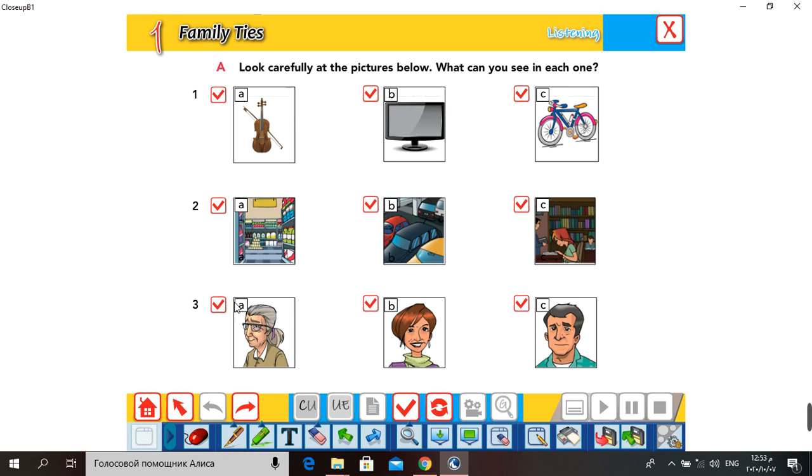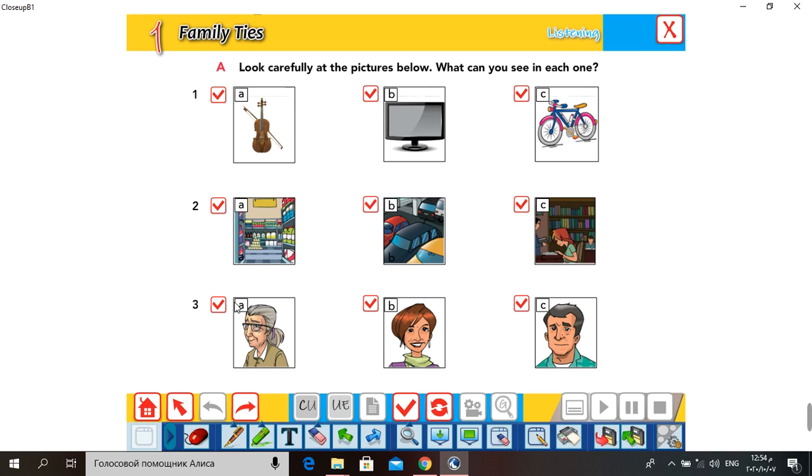Now, if I ask you a question with how, the set of pictures in number 1 will be the answer. And if I ask you a question with where, the set of pictures in number 2 will be the answer because we have places in number 2. And if I ask you a question with who, the set of pictures in number 3 will be the answer because we have people, and with who I'm asking about people or persons.